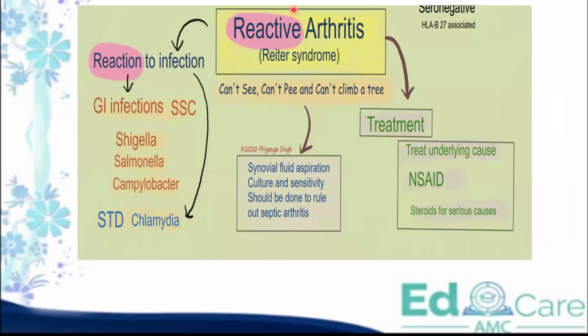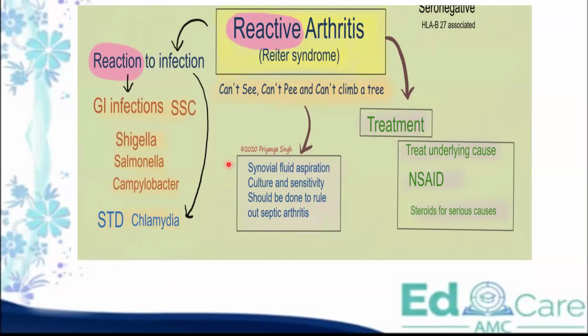So, sorry, this is just all in one. Another name for reactive arthritis is Reiter's syndrome, right? It's again commonly seen with those who have HLA-B27, right? So it's associated with seronegative arthritis. It's a reaction to either GI infections or genitourinary infection, or it can be secondary to chlamydia STD as well, right? So the GI bacteria whose antibodies would cross-react would be Shigella, Salmonella, and Campylobacter, right? So these are the infections.